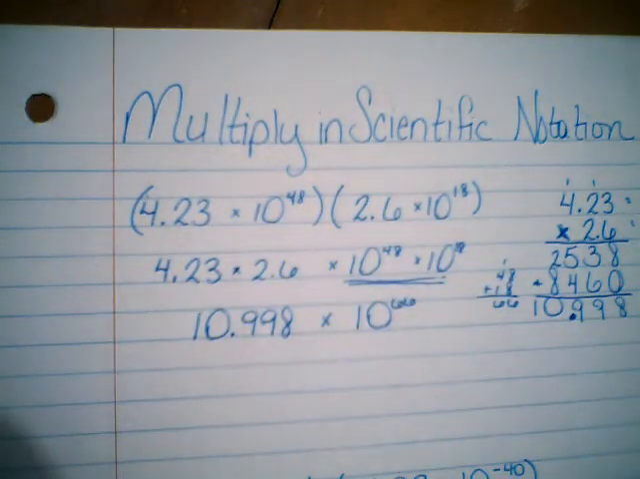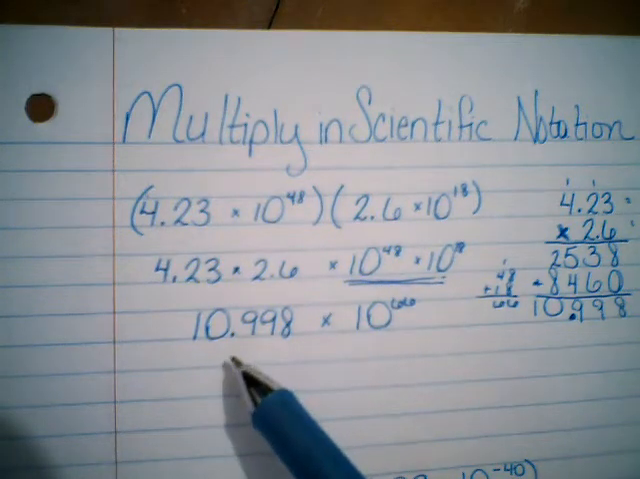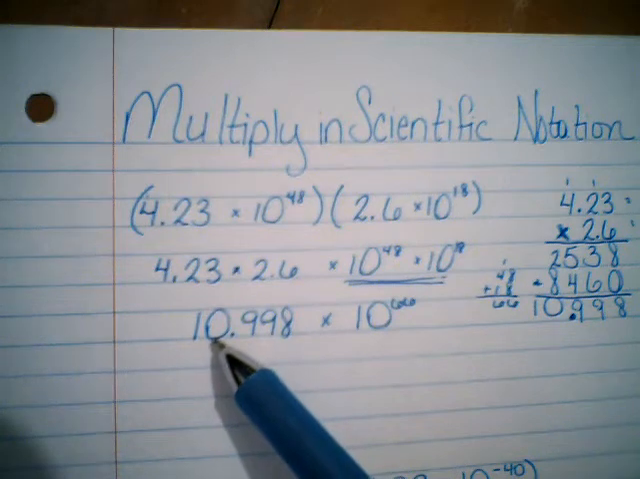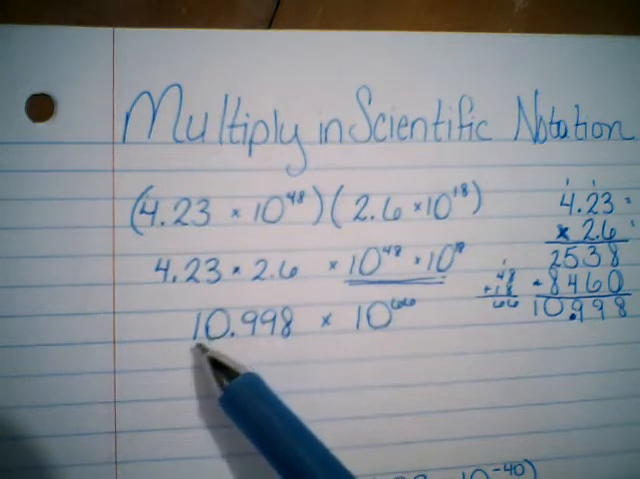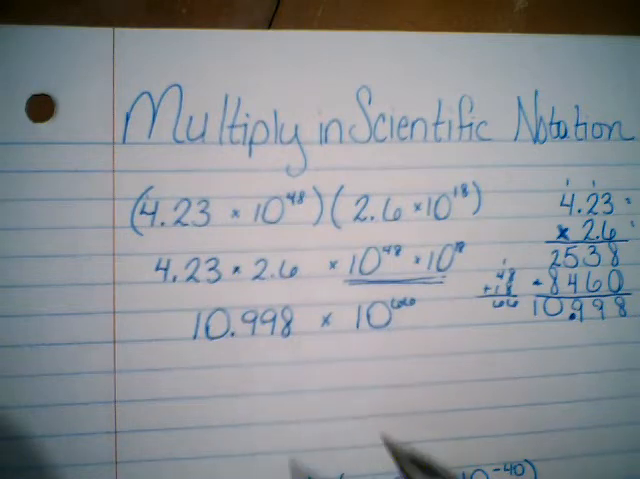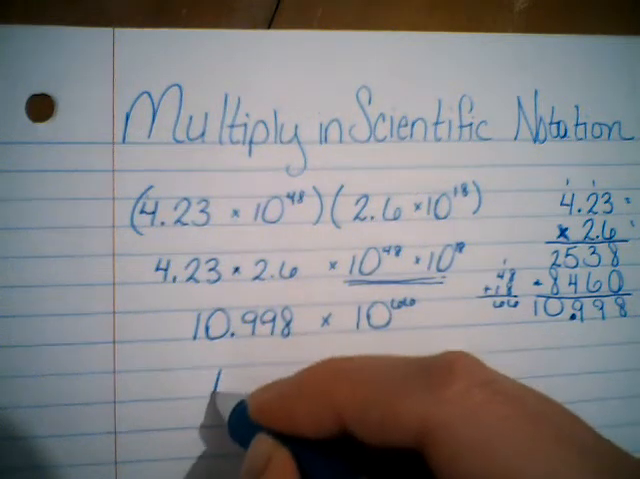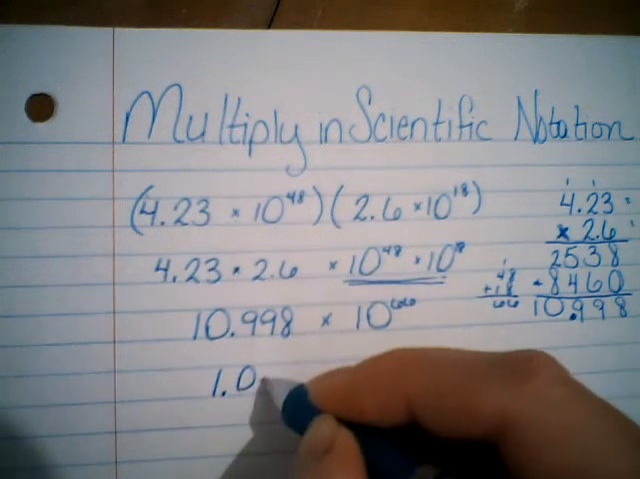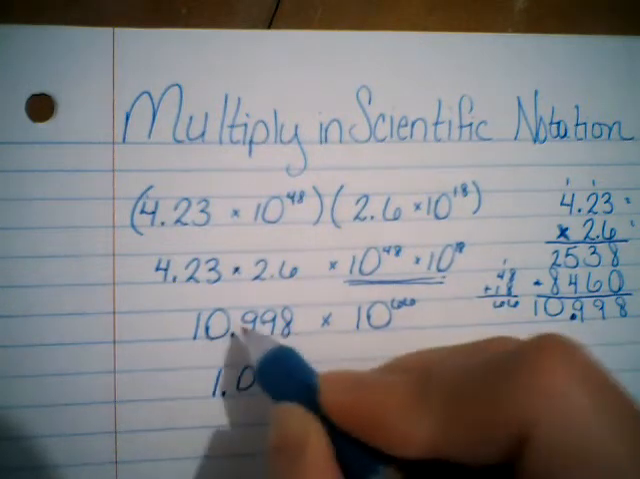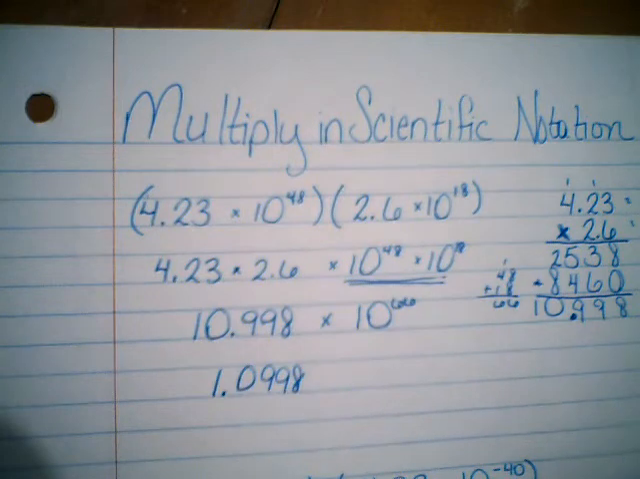Now remember, when we did the addition and subtraction, I kept asking, did you check this? This has to be at least 1. It is, but less than 10. This is not less than 10. This is 10. So I need to adjust this. I really should write this as 1 and 998 ten thousandths. All of those digits, but my decimal needs to be 1 spot over.